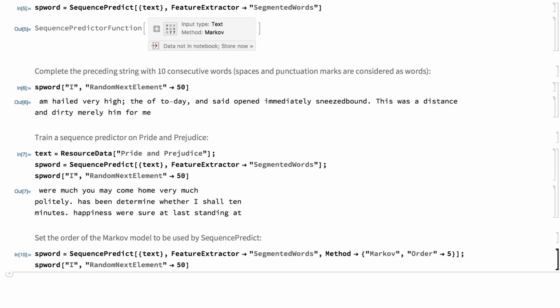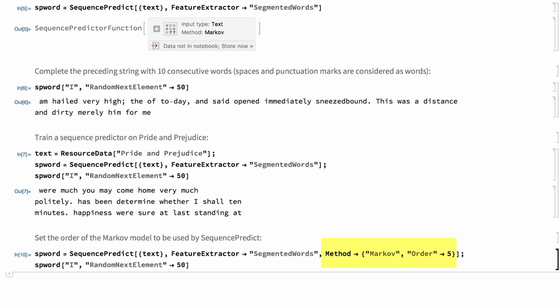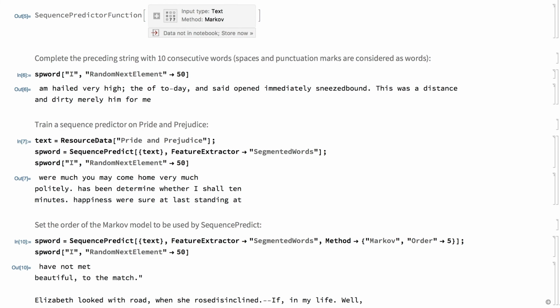SequencePredict in the Wolfram language internally uses the Markov model, and we can set the order of the Markov model in the Method suboption. Here, the order was set to 3 automatically. Increasing it to 5 does not necessarily seem to improve the quality of the prose.